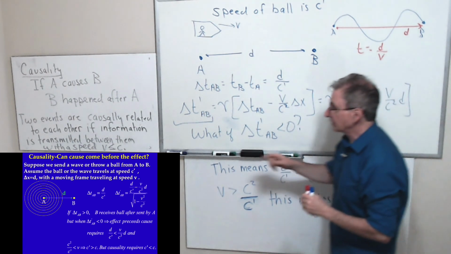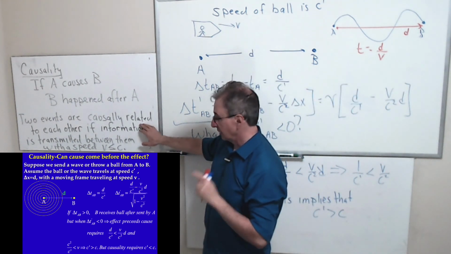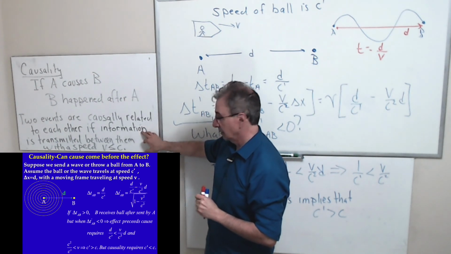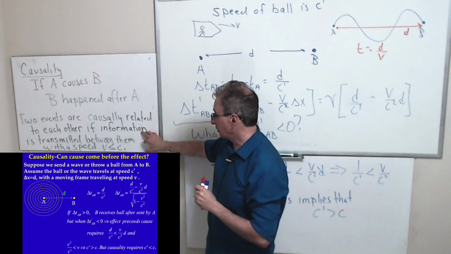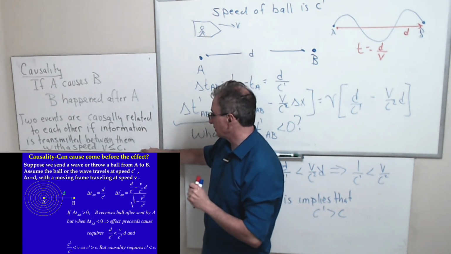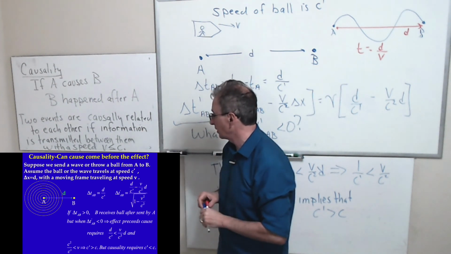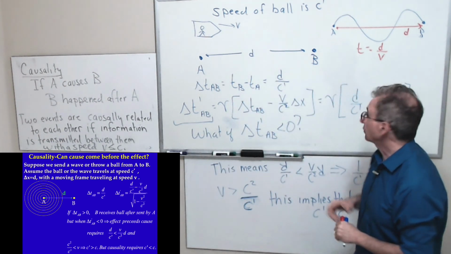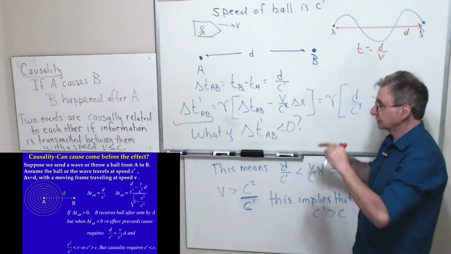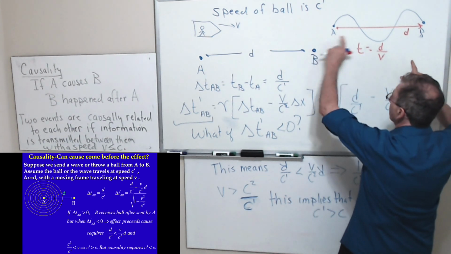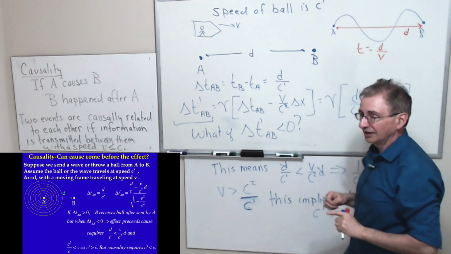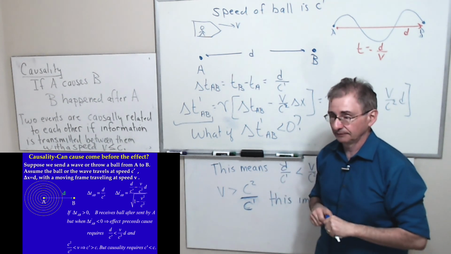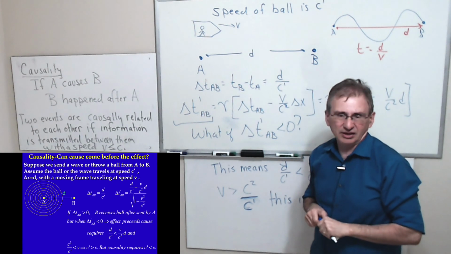In fact, two events that are causally related to each other, if the information is transmitted between them with a speed of v less than c. For the two events to be causally related, there's got to be information connecting the two events that travels at a speed less than c. Otherwise, we can't say they're causally related.